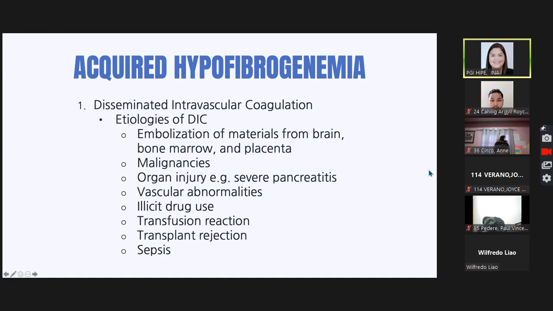So your DIC is a systemic activation of the coagulation pathway leading to excessive formation of microthrombi, which leads to consumption of platelets and coagulation factors, causing increased bleeding tendencies, and microthrombi may also cause microvascular ischemia, causing end organ failure. So basically in your DIC, all of your platelets and your coagulation factors are consumed. The classic picture of your DIC is diffuse bleeding. So in patients with DIC, usually what you see is diffuse bleeding.